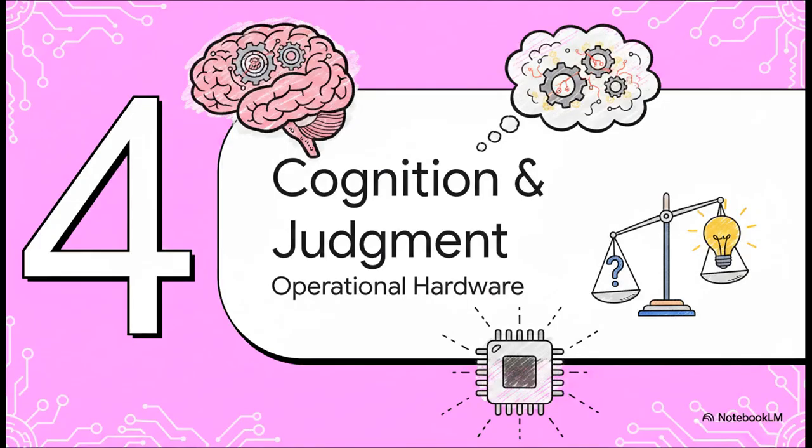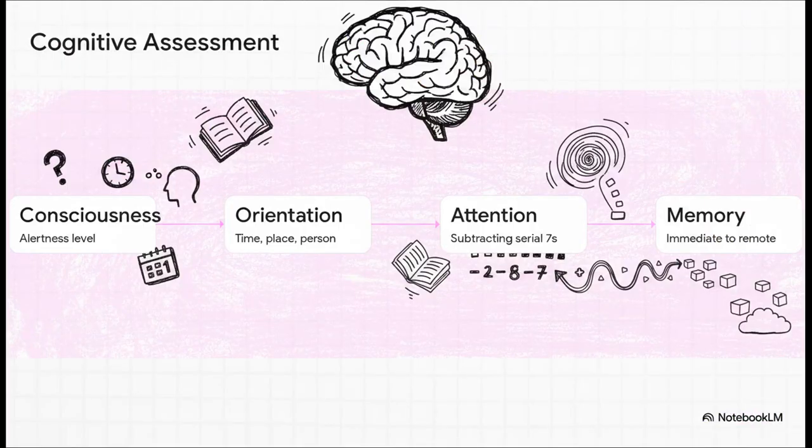Section 4. Assessing cognition and judgment. So to test the brain's operational hardware, the clinician uses a very systematic sequence of tests. They start with the absolute basics, level of consciousness and orientation. Does the patient know exactly who they are, where they are, and what today's date is? Then they test attention. They often do this by asking the patient to subtract 7 from 100, and just keep subtracting 7 from each new number.